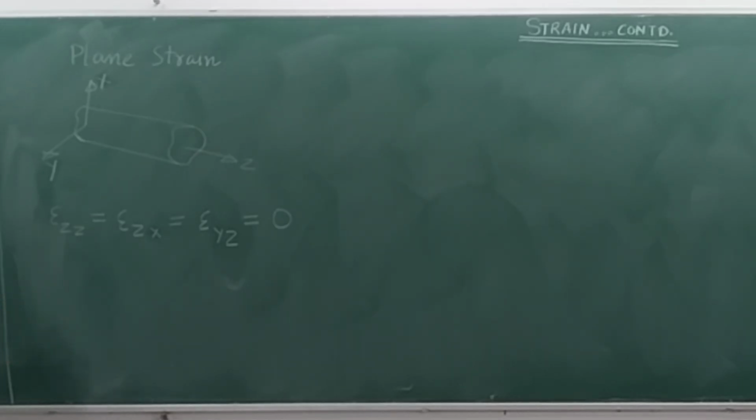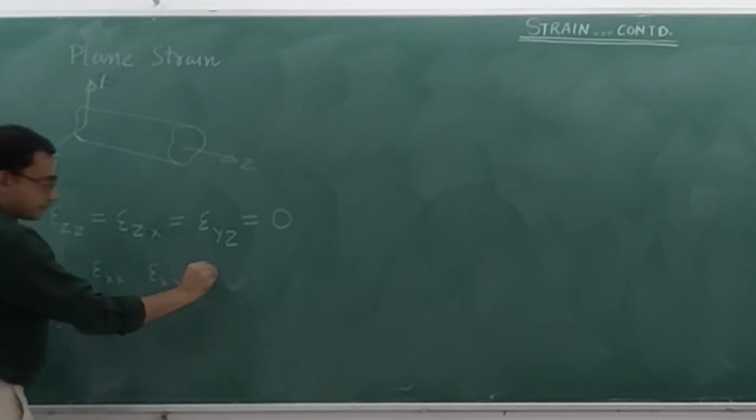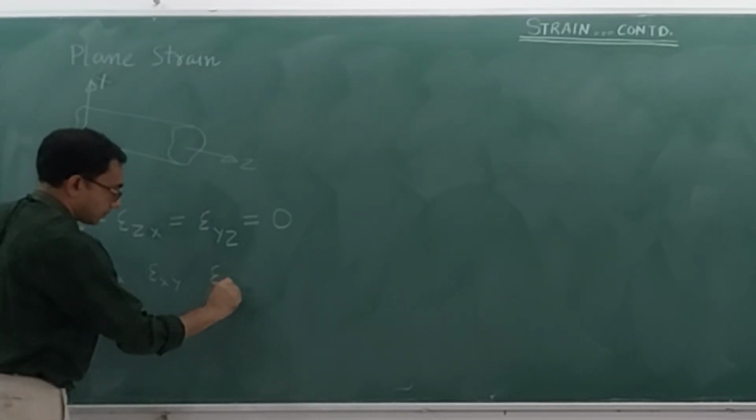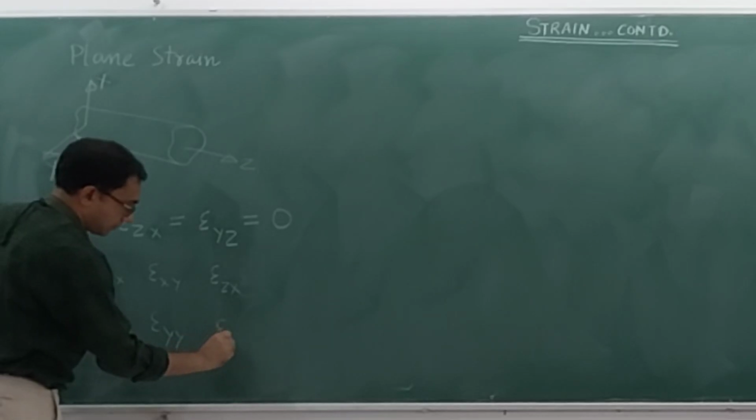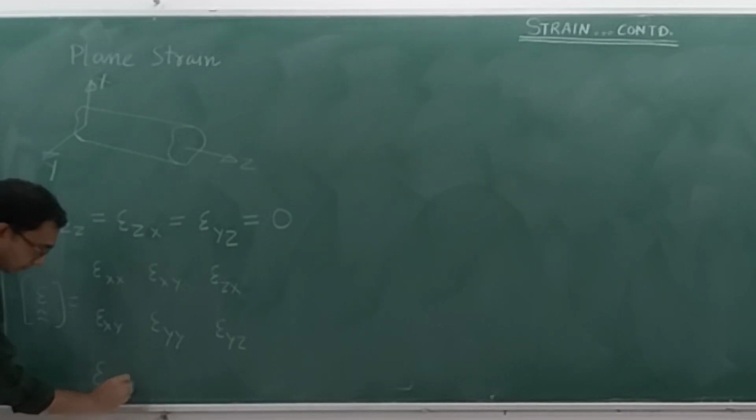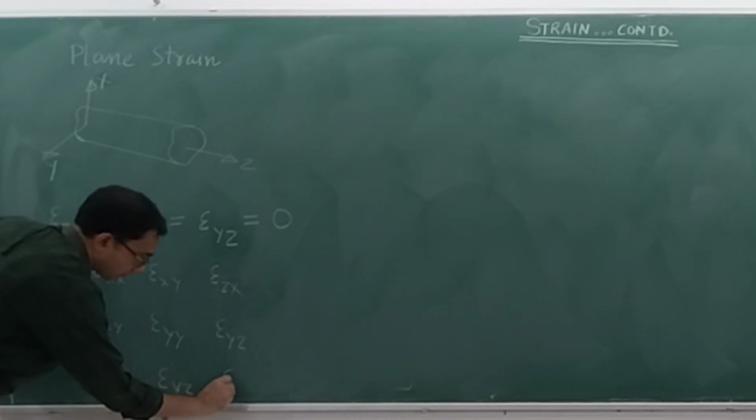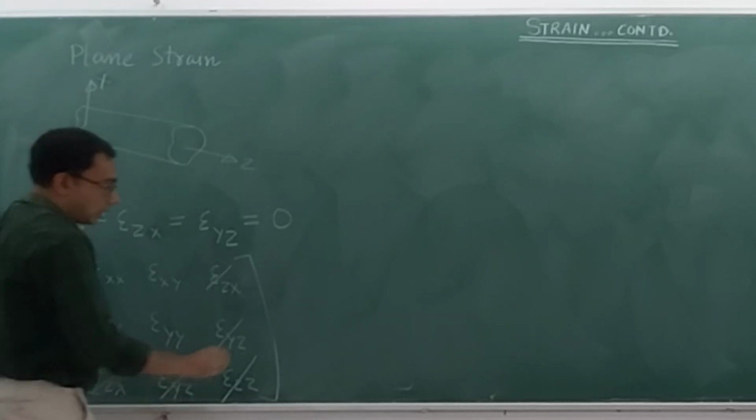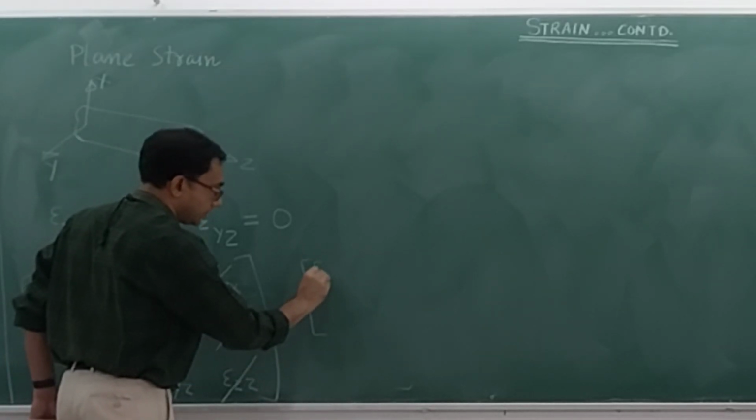Now, if this is true, then the strain matrix, which had things like this, this goes away, this goes away, this goes away, this goes away, this goes away. So ultimately, what you have is just a simpler version of it.